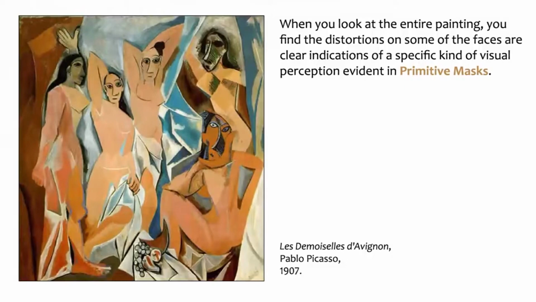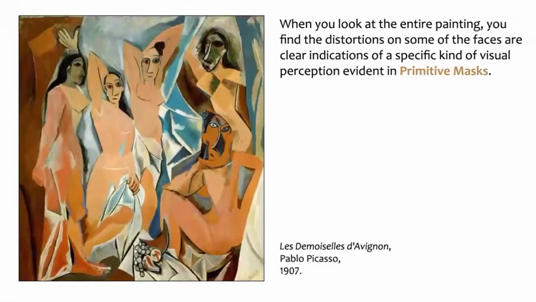In some of the figures, particularly the two female figures on the right hand side of the painting, you don't have to look at their body, the body could be still very much like the way Picasso used to paint, but look at the faces. Not only are the faces not naturalistic, but they look like masks, because Picasso is directly using the visual perception that he noticed in primitive masks.